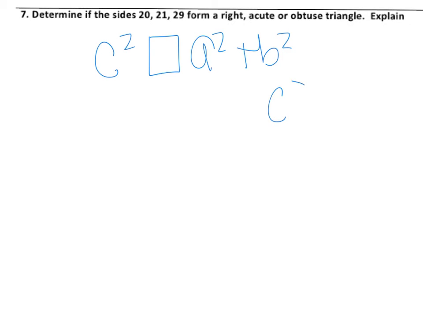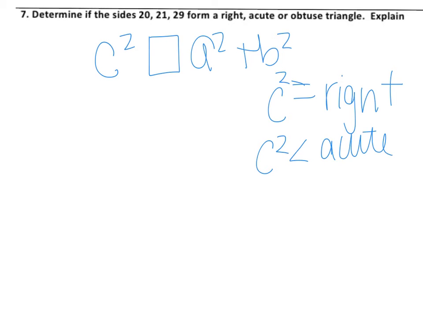If c squared is equal to a squared plus b squared, then it's a right triangle. If c squared is less than a squared plus b squared, it'll be an acute triangle. And if c squared is greater than a squared plus b squared, it's an obtuse triangle.